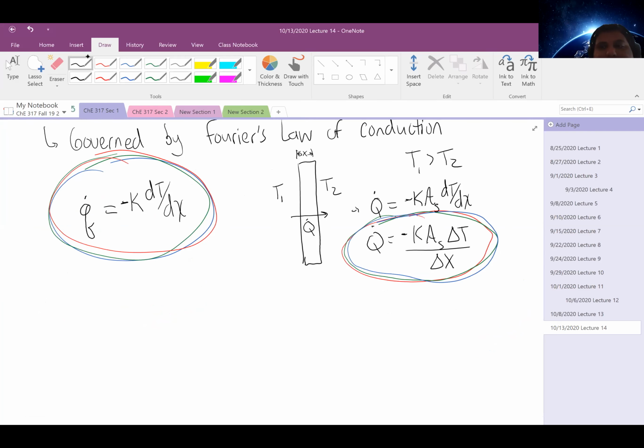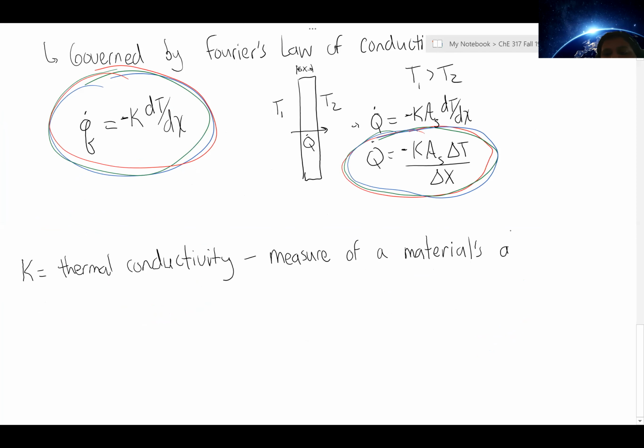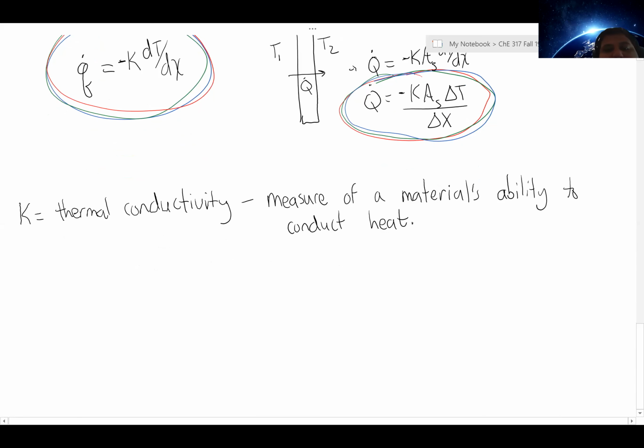So then the question becomes, what is our constant of proportionality? Well, K is simply the thermal conductivity of our material. And the thermal conductivity is the measure of a material's ability to conduct heat. An important thing to consider about thermal conductivity is that it is what's known as an intrinsic property. So it's unique to each material.